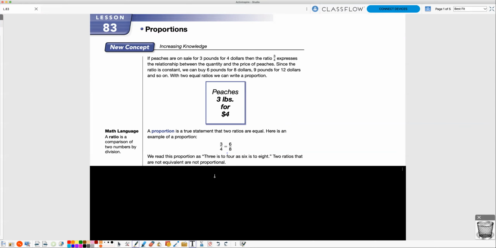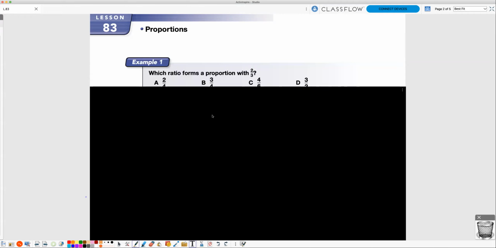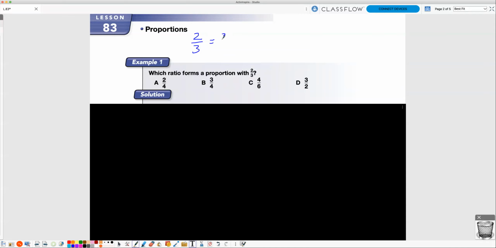We read this proportion as 3 is to 4 as 6 is to 8. Two ratios that are not equivalent are not proportional. So for example, which ratio forms a proportion with 2 to 3? So we need to see if you can convert 2 to 3 into 2 to 4.